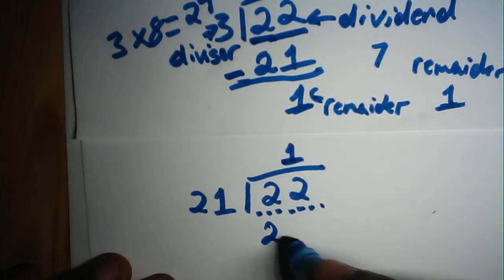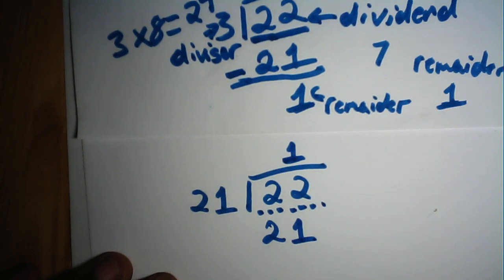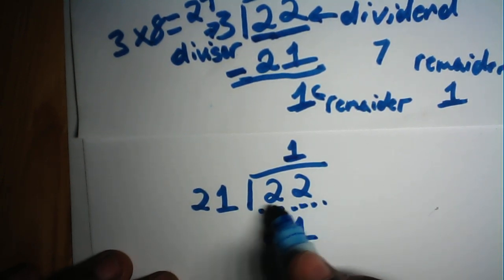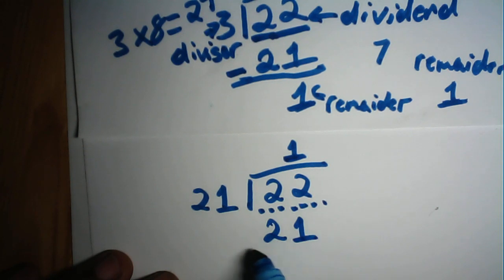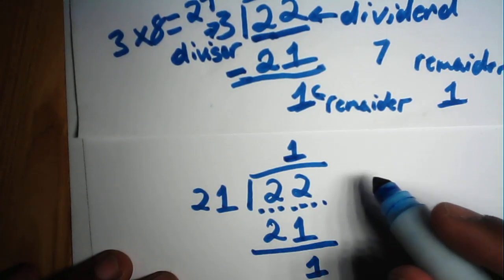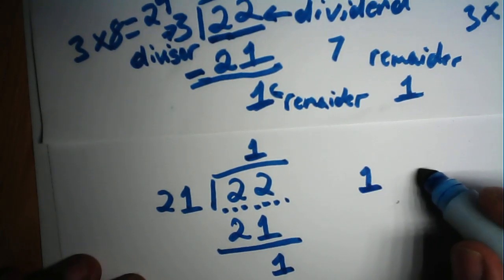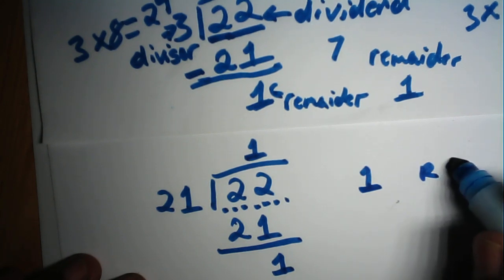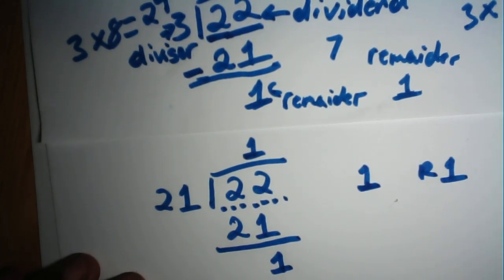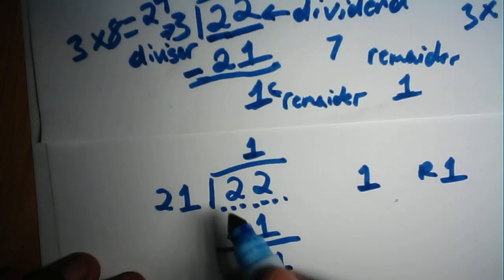Now we put that at the bottom. Once we do that, we do our subtraction and we end up with a remainder. Our answer here would be a quotient of 1 and a remainder of 1. And that would be the answer for this one.